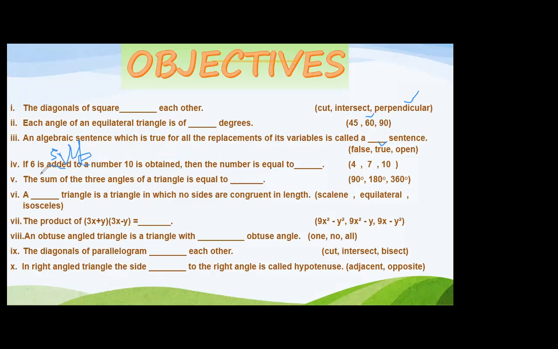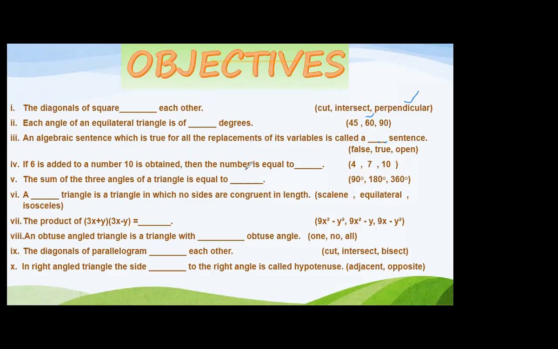So, number 5. The sum of three angles of the triangle is equal to 180 degrees. Perfect. We discussed yesterday that the sum of three angles of the triangle is equal to 180 degrees. Abdullah bin Ishtaq, unmute yourself, beta.